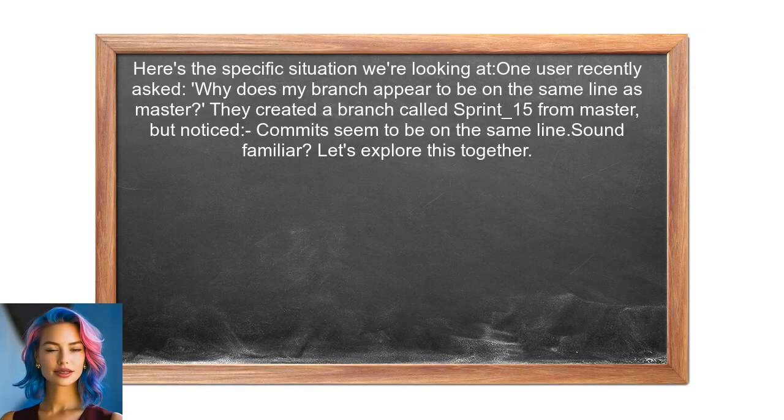Here's the specific situation we're looking at. One user recently asked, "Why does my branch appear to be on the same line as master?" They created a branch called sprint_15 from master, but noticed that their commits seem to be on the same line. Sound familiar? Let's explore this together.